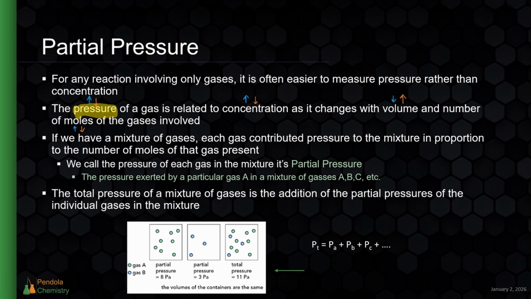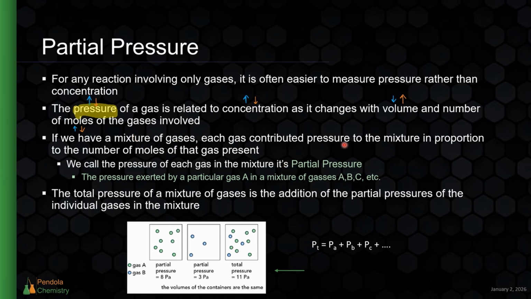Now, in order to do this, we do have to have a reaction that is all gases. It can't be some gases and some liquids, some aqueous. It has to be all gases. Now, the issue is going to be when we have a mixture of gases, like we do in equilibrium. When we have a mixture of gases, when we record the pressure of that mixture, we are recording what we call the total pressure. That's the pressure of all of the gases mixed together.